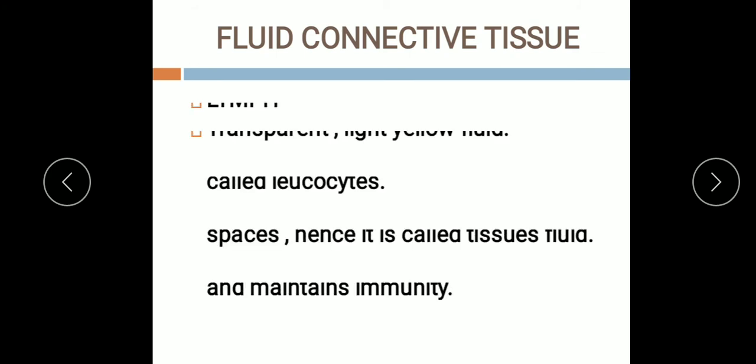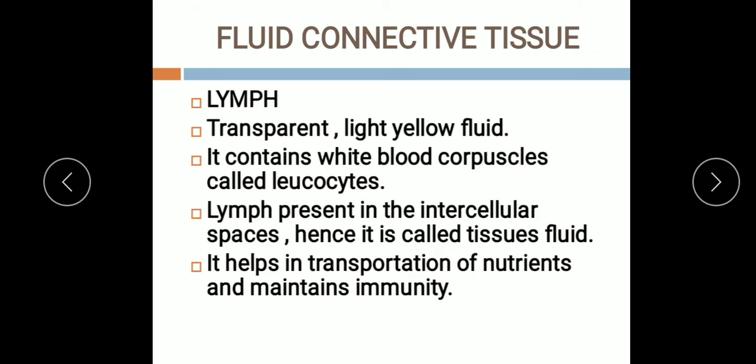Now another type of that fluid connective tissue is lymph. So lymph is a transparent light yellow fluid. You know, the color of the blood is red. Why is it red? Because of the presence of hemoglobin in the RBCs. But lymph is a transparent and light yellow fluid. No RBC is present in it.